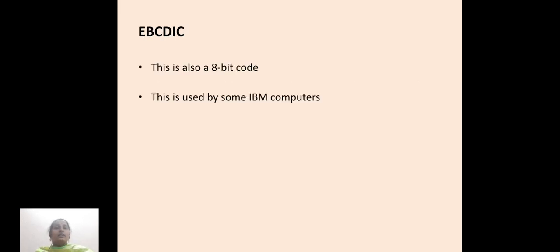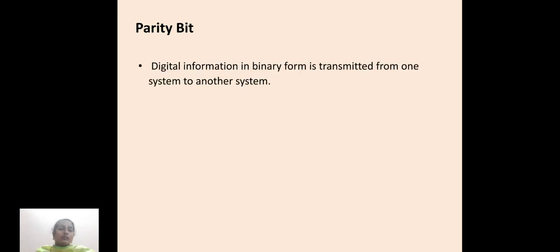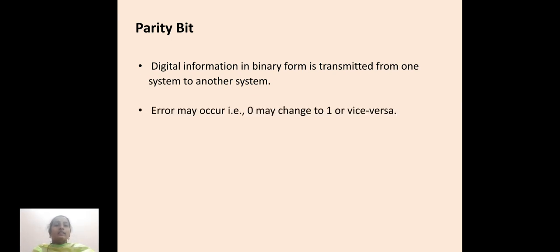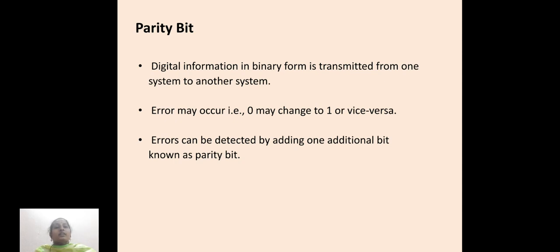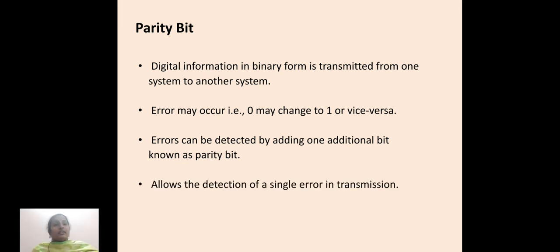The EBCDIC code is also an 8-bit code, and it is used in computers. But compared to EBCDIC code, ASCII code is more important, because it is used to transfer data over telephone lines. So for digital information while transmitting, as I told you, a parity bit means that when transferring information from one system to another system, there will be a chance of errors occurring.